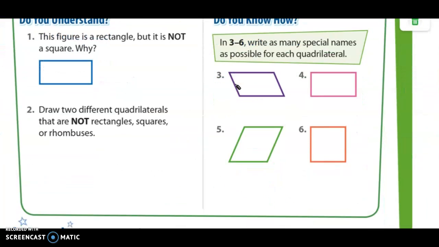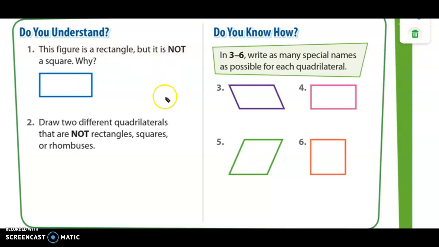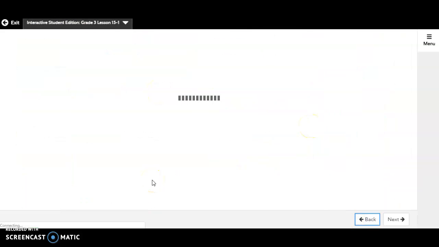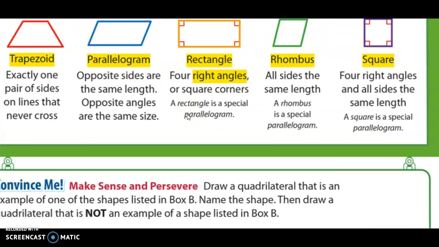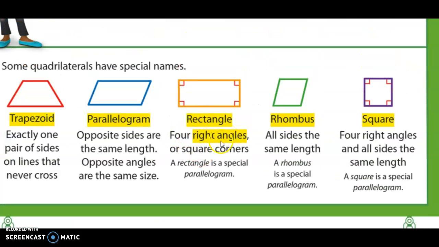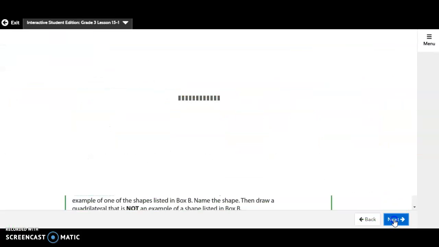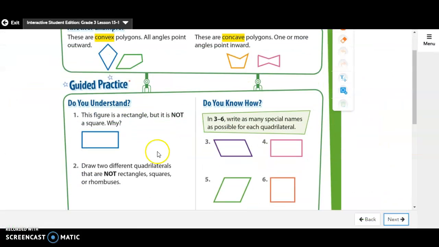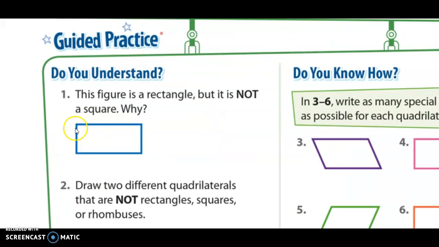Okay, and then a little bit of practice for us. This figure is a rectangle, but why is it not a square? Well, if we think back to our different shapes over here, we know that in order to be a rectangle, you have to have 4 right angles and square corners, which it did. To be a square, you have to have all sides that are the same length. So it is a rectangle. It is not a square because even though it has 2 sets of sides the same length, all 4 sides are not the same length.